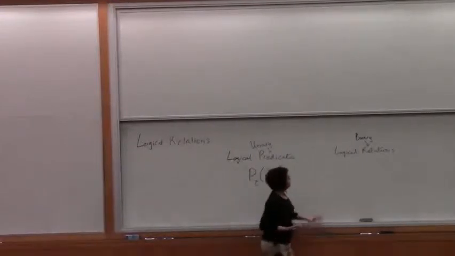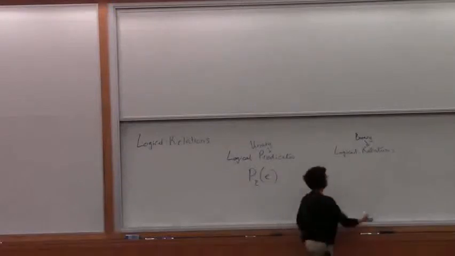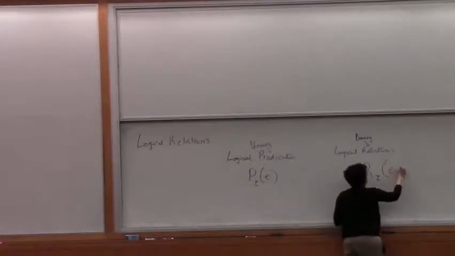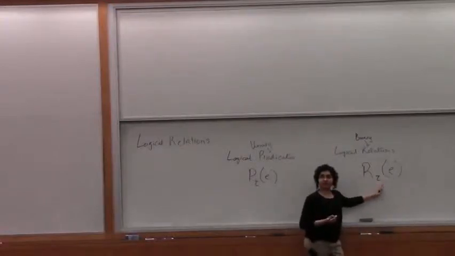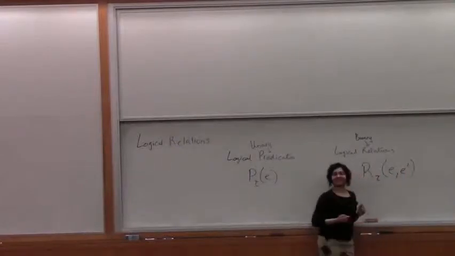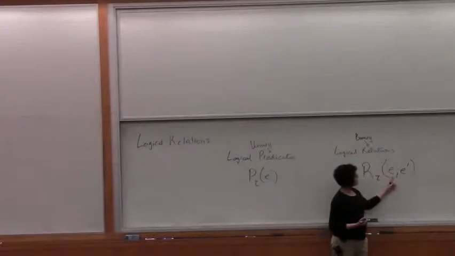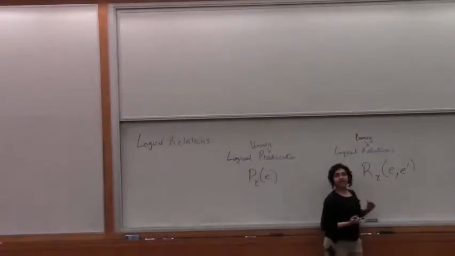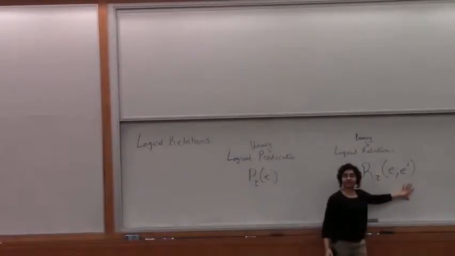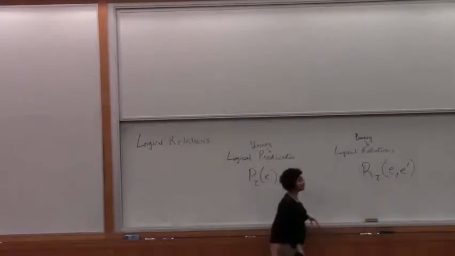Binary logical relations: you have two terms. Here I'll write R for relation as opposed to predicate, but you set up some sort of relation R, again indexed by the type, on E and E prime. So you have two terms, and you say that the terms E and E prime belong to this relation. This will be the general pattern of setting up a logical relation when you want to talk about terms E and E prime of type tau being equivalent to each other. So equivalence is normally where you're going to be thinking about binary logical relations.